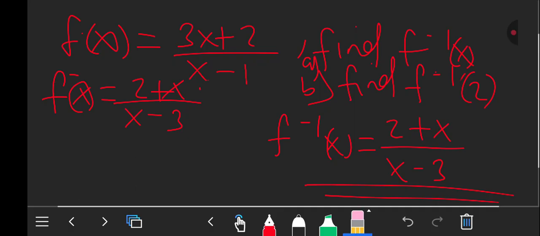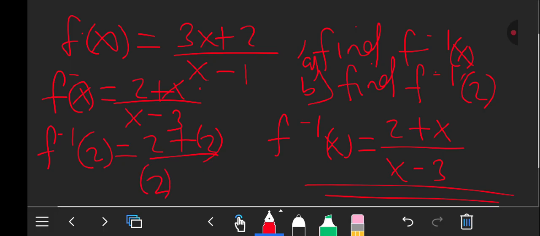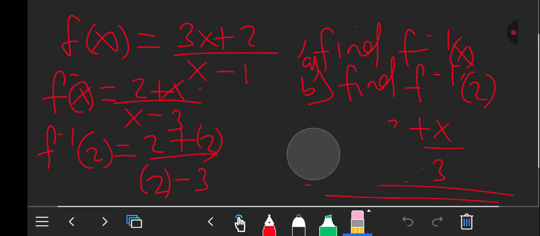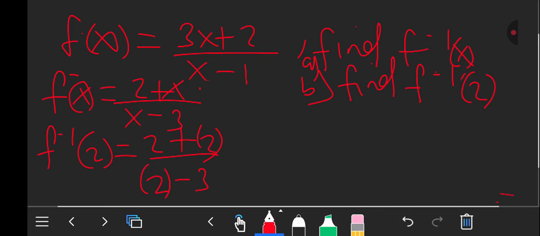So this is what we are going to say. So f inverse of 2, where there is x, substitute 2. So it will be 2 plus 2 over, where there is x, you substitute 2, then minus 3. So what would be the result now?